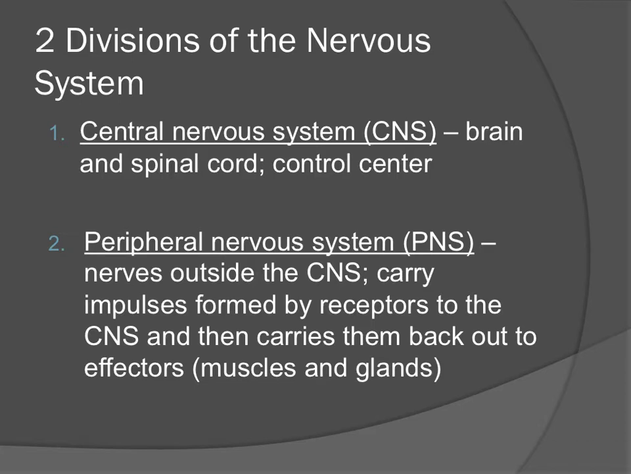So two types of cells in the peripheral nervous system. These cells carry information to and from the central nervous system.